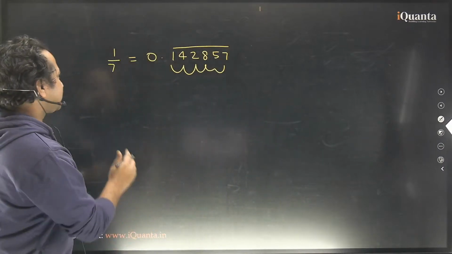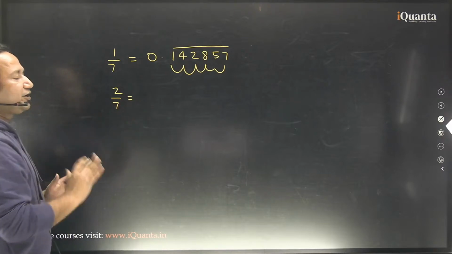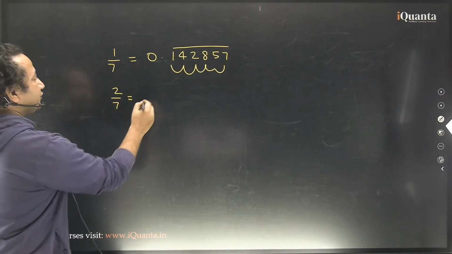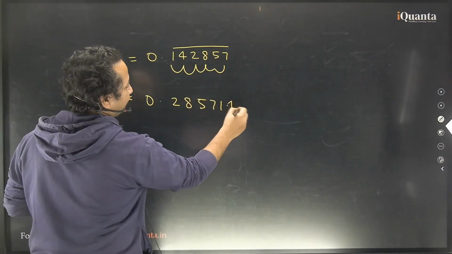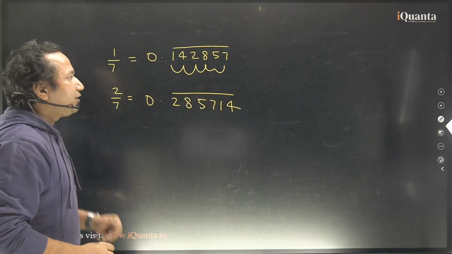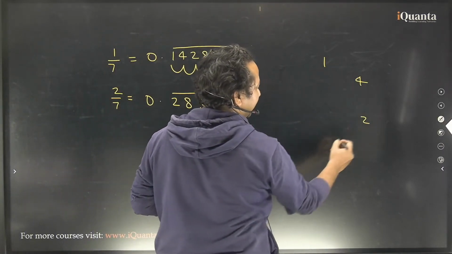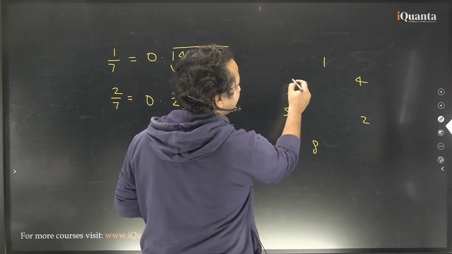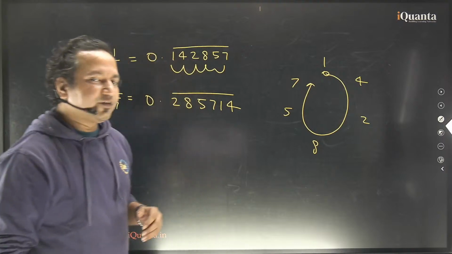All right. So let's say I'm just showing you the value of 2 by 7. This will be equal to 0.285714, again with a bar over it. Now, how to identify it? 142857, these numbers will be cyclic in nature. Starting from 1, it moves in an anti-clockwise fashion. That is how it goes.